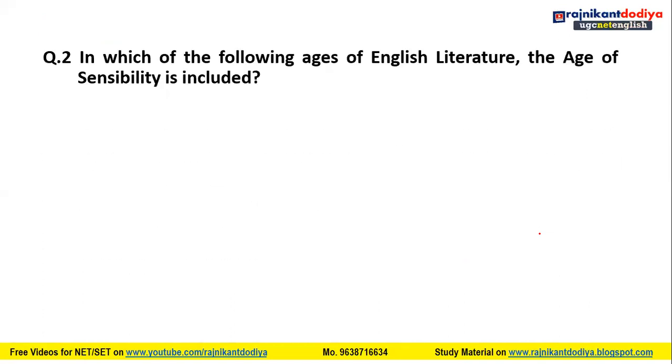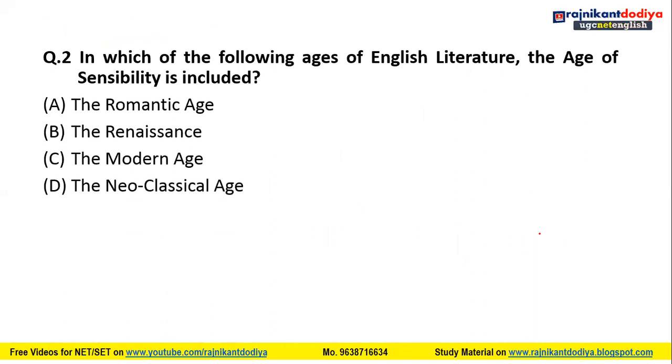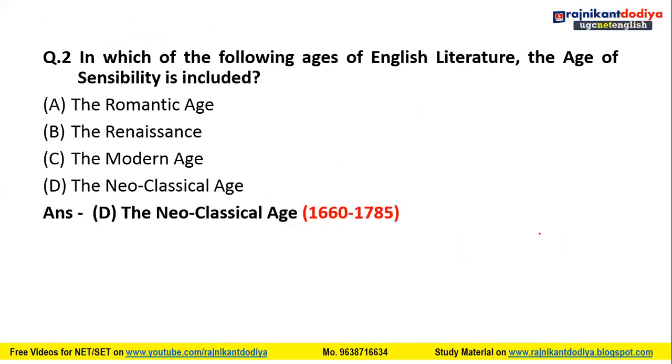Then the next question is, in which of the following ages of English literature is the age of sensibility included? So here: Romantic age, Renaissance, modern age, and the Neoclassical age. So which is the right answer, friends? Find it out. The age of sensibility. So it is neoclassical age. Option D, neoclassical age, which covers the period of 1660 to 1785, and it included the age of sensibility, the age of Johnson, we can say.